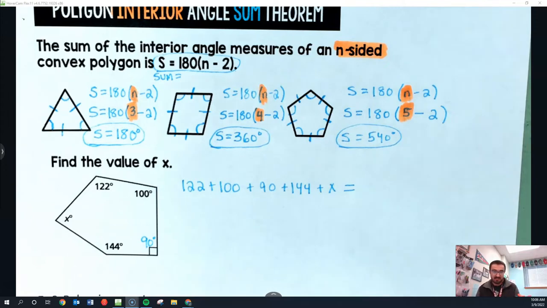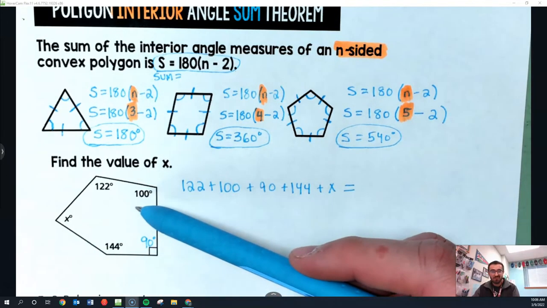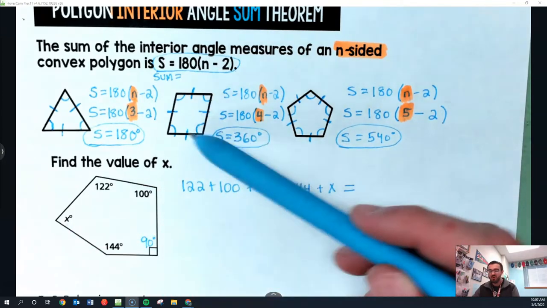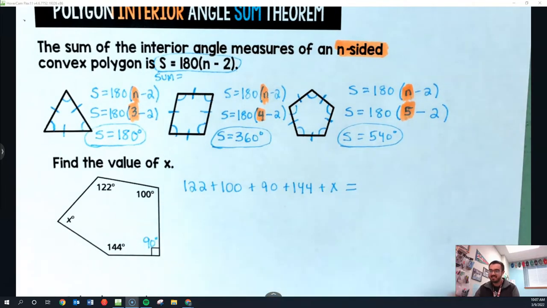In the past, like we've done stuff like this, remember if we would add up all the angles in a triangle they'd equal 180, we'd add up all of the angles in a quadrilateral, they'd equal 360. But how many sides does this have?